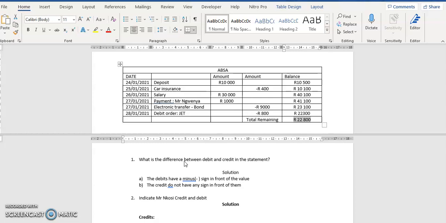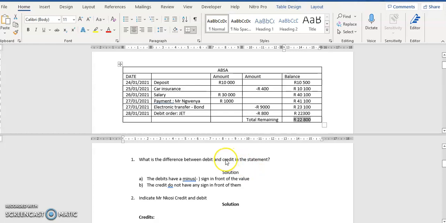Now, the first question concerning debits. Anytime you have a minus in front of the value or in front of a number, it is a debit. Is that okay? So if you check this one, it has minus, so it's a debit. It has minus, it's a debit. So debit always has minus in front of the value.